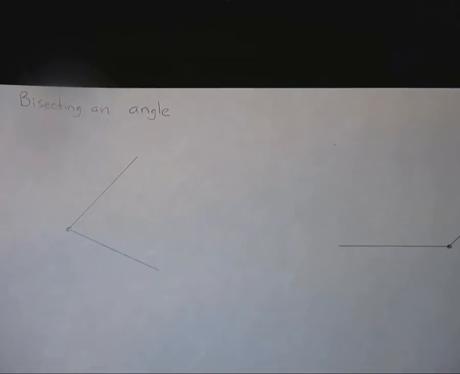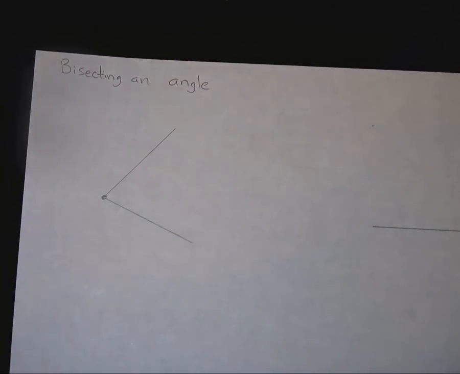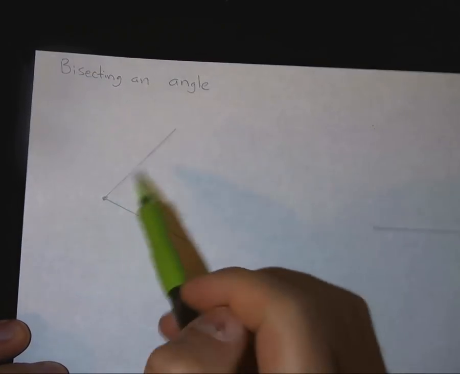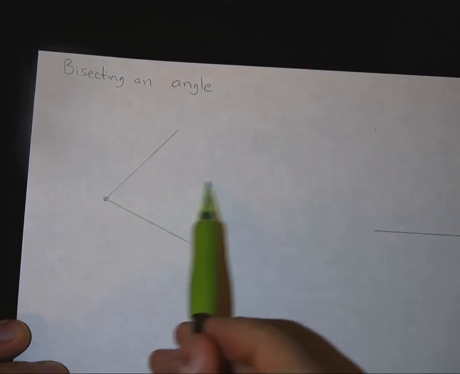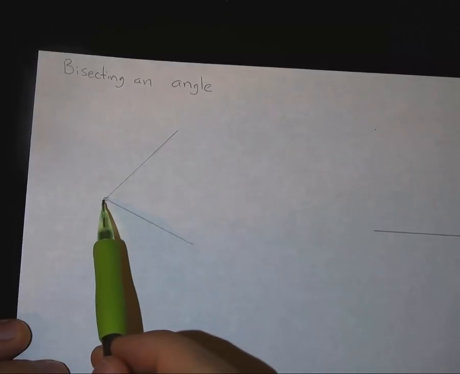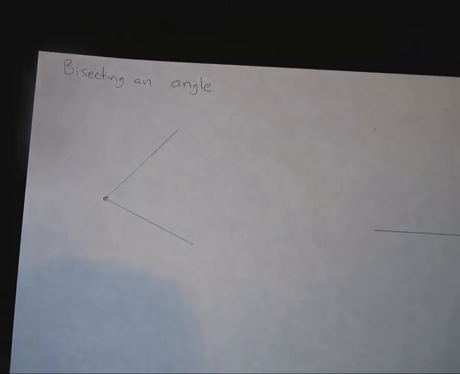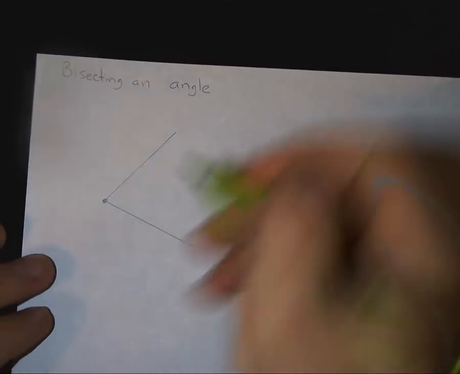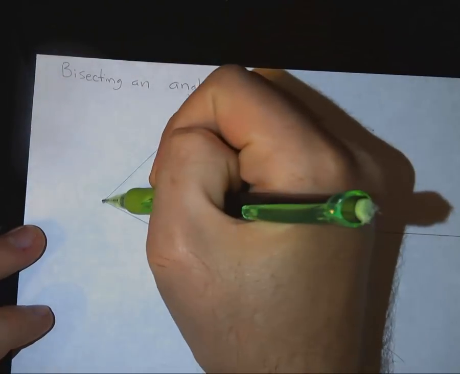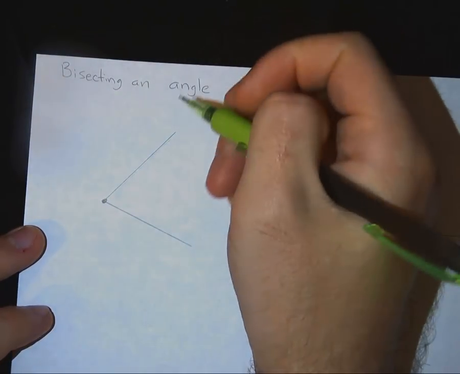Alright, in this lesson we're going to be talking about bisecting an angle. What that means is that we're going to cut an angle in half, and drawing that line is the goal. Drawing that line that cuts this angle in half is our goal for today. So given any angle, every angle has a vertex, and we're always going to label everything we can.